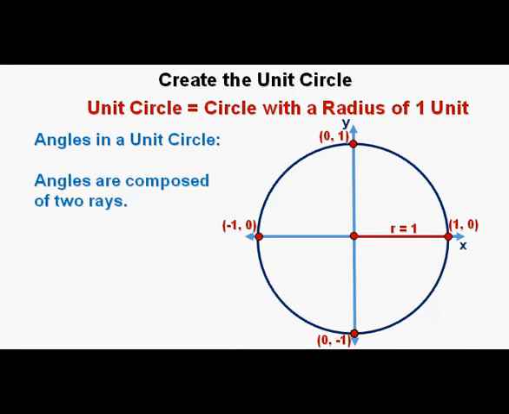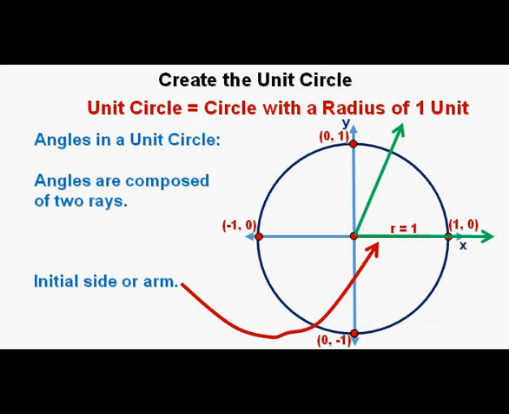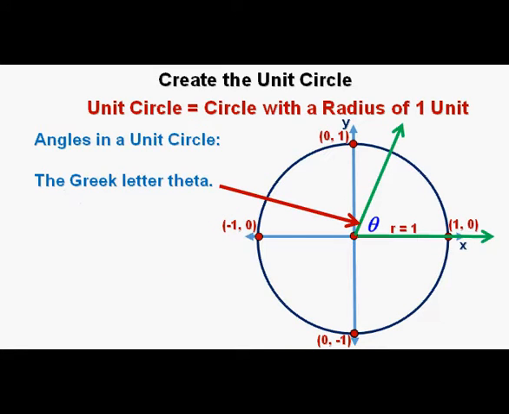Angles are composed of 2 rays, and here are 2 rays in our unit circle, and together they compose an angle, and these rays are shown in green. This ray along the x-axis pointing to the right is defined as the initial side or initial arm of the angle, whereas this ray above is defined to be the terminal side or terminal arm of this angle. Angles are often named for the Greek letter theta, shown here near the vertex of the angle.